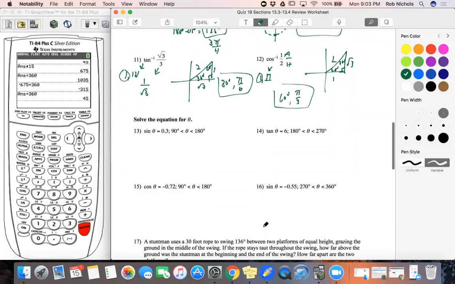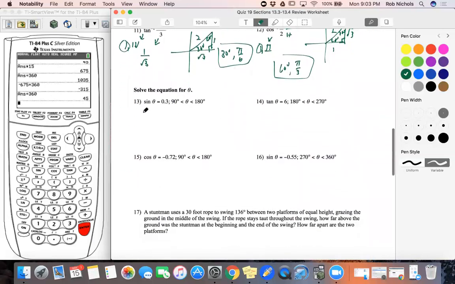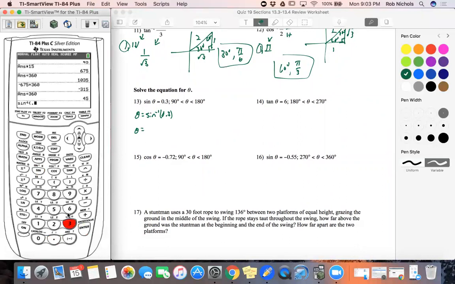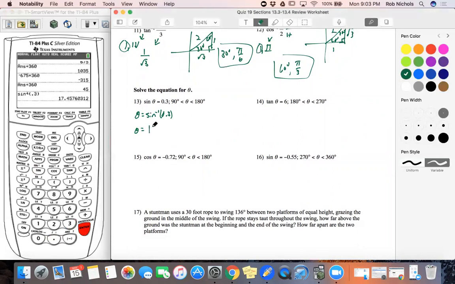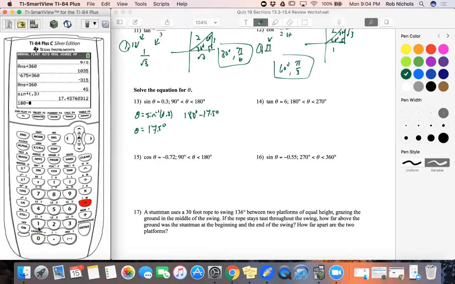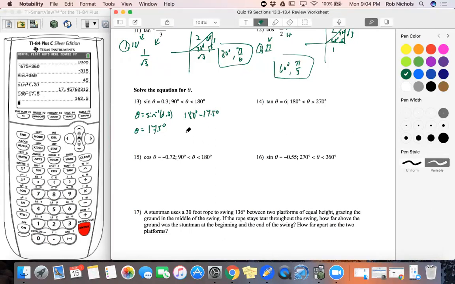There we go. All right. So number 13, theta is going to equal the inverse sine of 0.3. And I get 17.5. Now, I want this to be between 90 degrees and 180 degrees. So what I'm going to do is 180 degrees minus 17.5 degrees. And I am going to get my answer of 162.5.